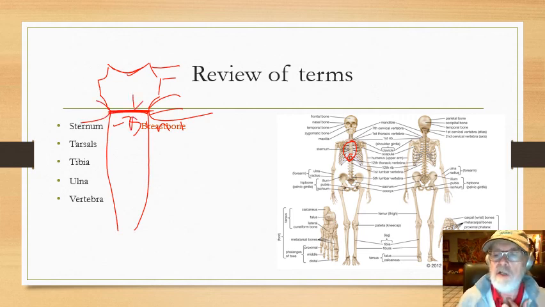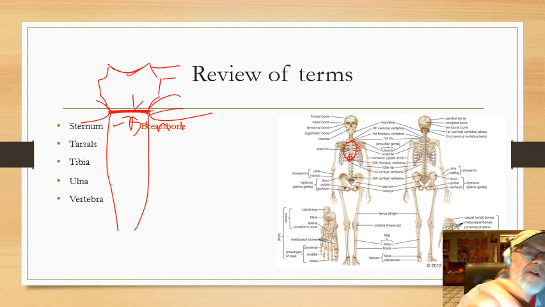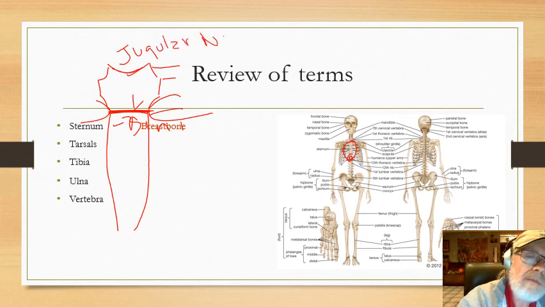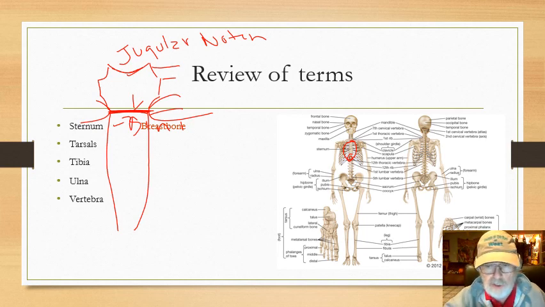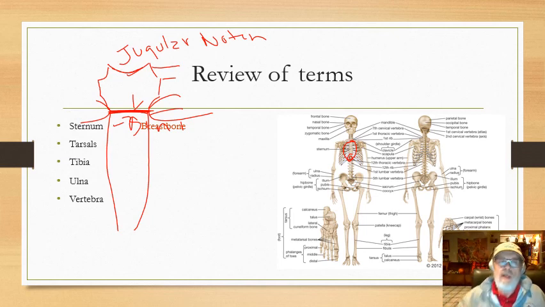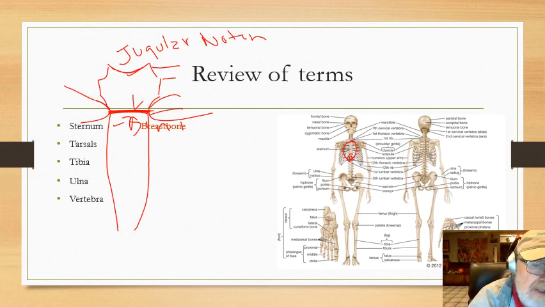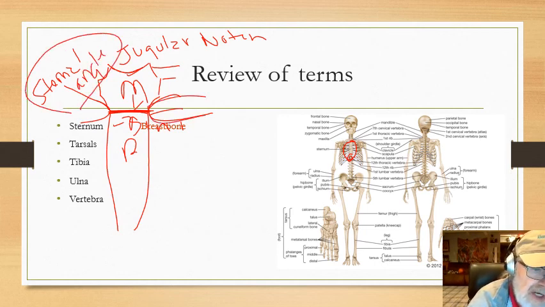Now, you feel that little notch right here. This is called the jugular notch. If you take your fingers and go inferior to that, about that far, you're going to feel a ridge that goes from side to side. That's where the manubrium meets the body, and that area is called the sternal angle. The reason that's important clinically is that's where the second rib attaches. So you always know where that second rib is because it attaches right at that sternal angle.